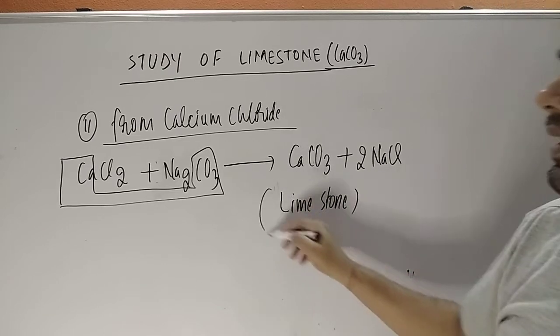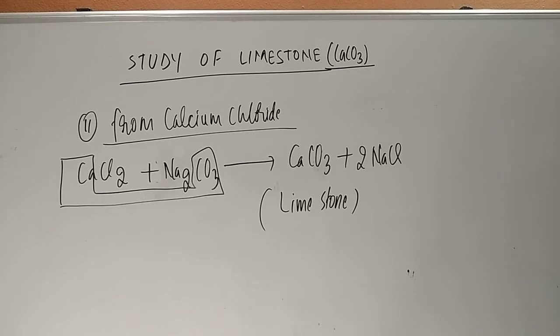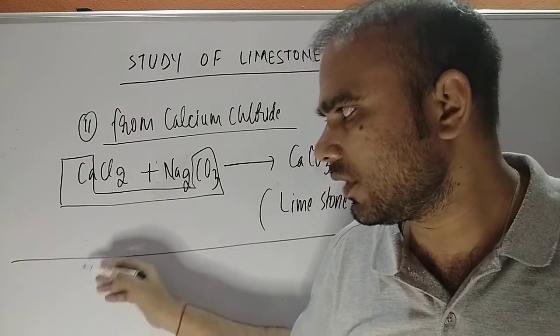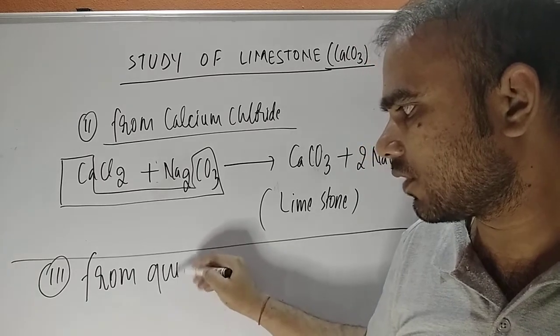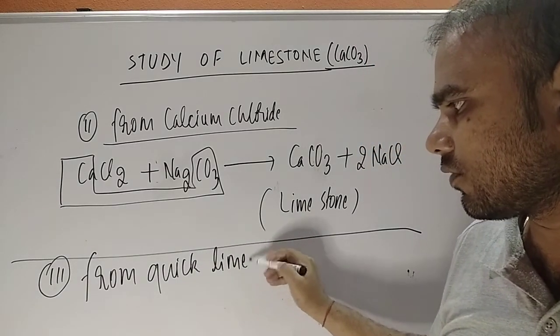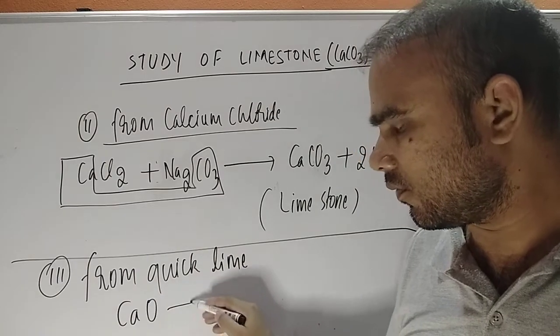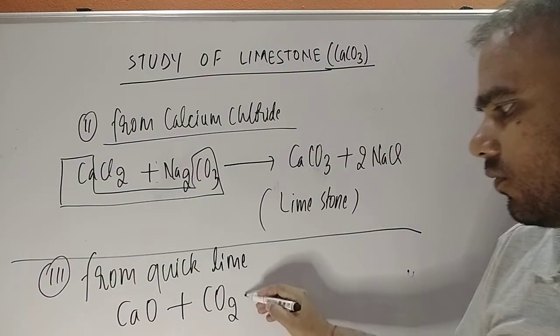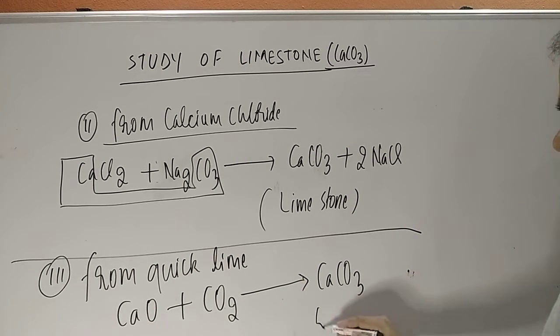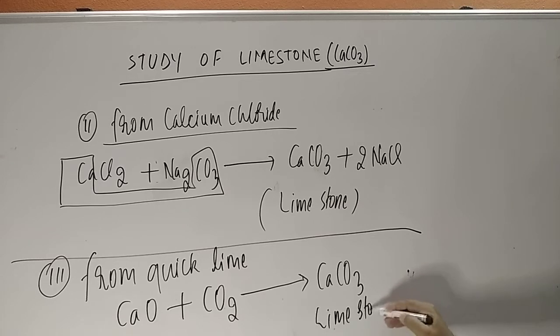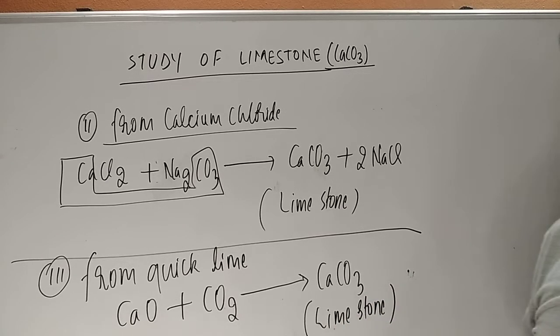Dear student, a small amount of limestone can also be prepared by passing CO2 into quicklime. The third method is from quicklime. We have quicklime, CaO, and we pass CO2 through it. It will give CaCO3, which is again limestone. So these are the 3 methods of preparation of limestone, student. I hope it will be helpful to you.